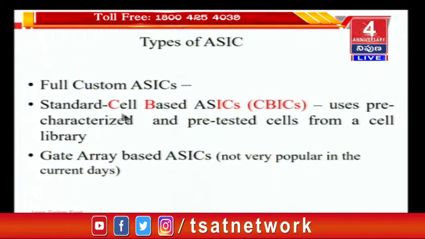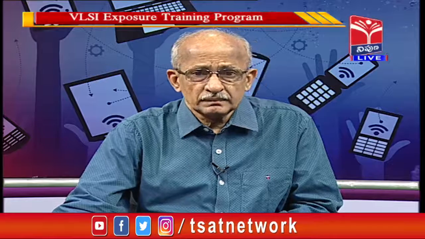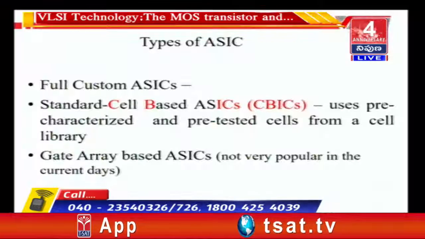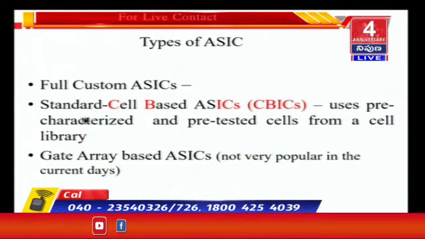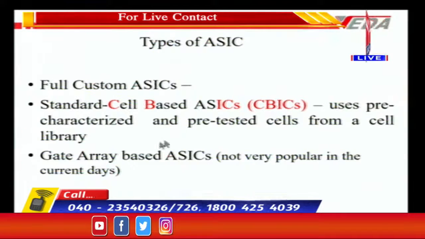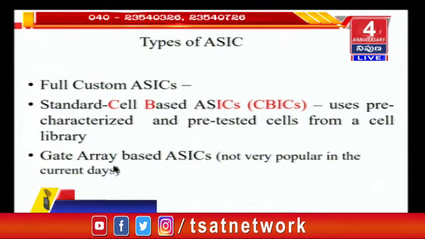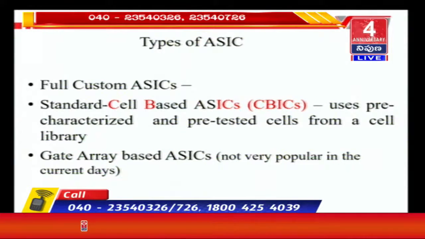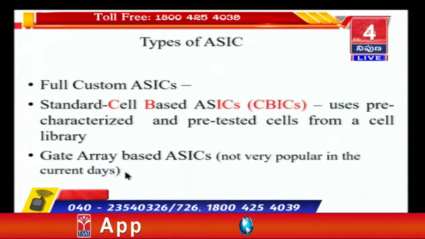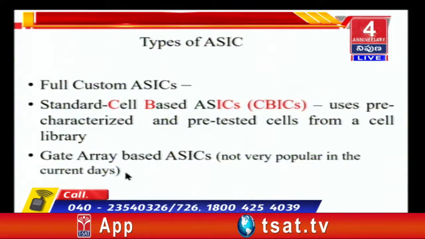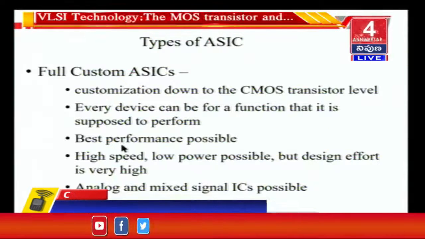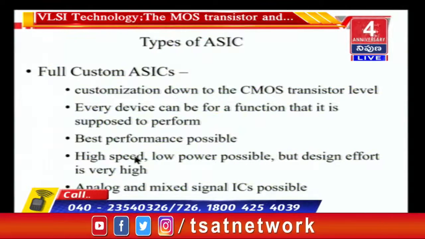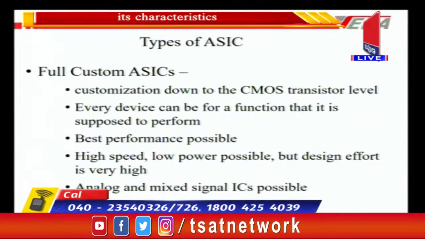Then I also talked about full custom ASICs, where the transistors and everything is customized right down to the device level. Then we have standard cell based ASICs, also called CBICs, and gate array based ASICs, where you have basically an array of gates, and then the interconnections need to be made, but these are not really popular in the current days. The full custom ASICs, I mentioned them, I'm just putting them once again over here for a quick recap.